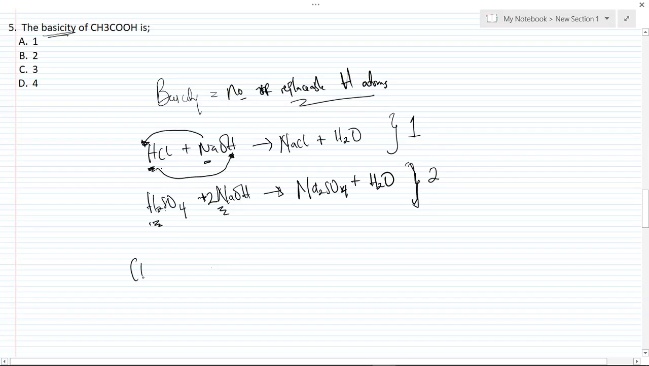Now, when it comes to CH3COOH, students the majority of the time are tempted to just count the number of hydrogen atoms, since in the case of HCl it was 1 and in the case of H2SO4 it was 2. So 4 would be a very wrong option. Let's look at a reaction. So we have CH3COOH again with sodium hydroxide. Our product is CH3COONa.